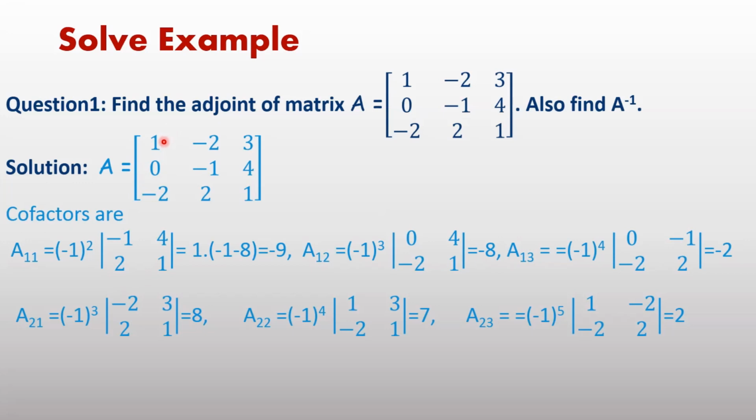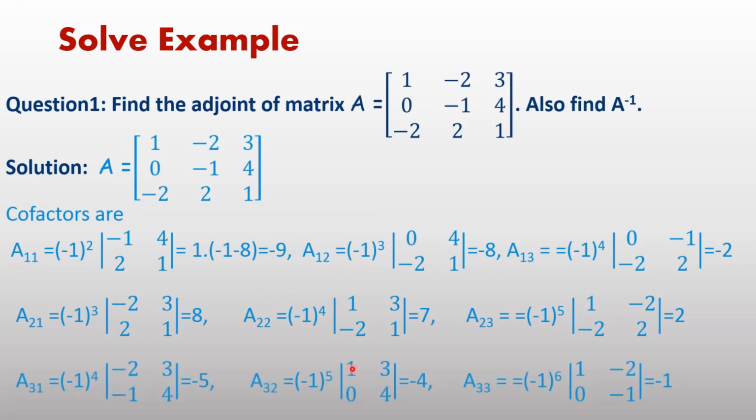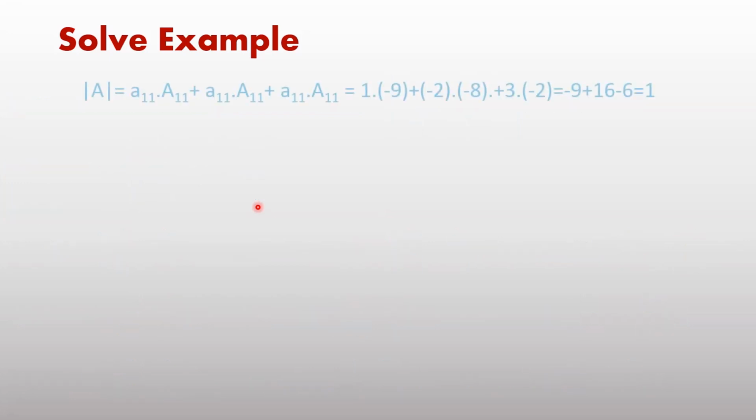Now, first write down the minors or cofactors. Here, minus 1 into 1, minus 1, minus 8, minus 1, minus 8 into 1 equal to minus 9. In this pattern, all 9 cofactors are written corresponding to each element of matrix A. Then adjoint of A, and before adjoint of A, just find out the determinant of A.